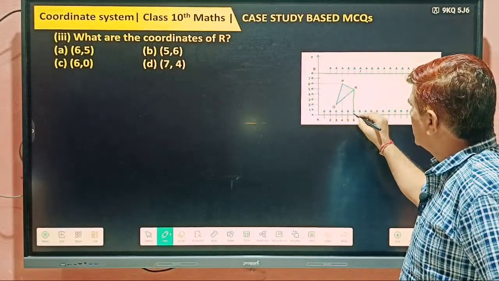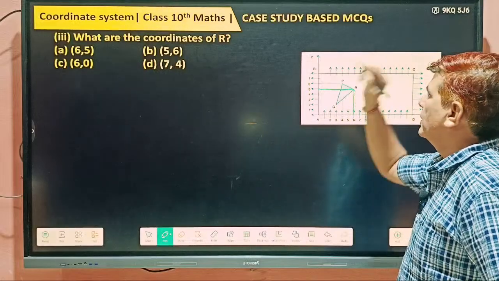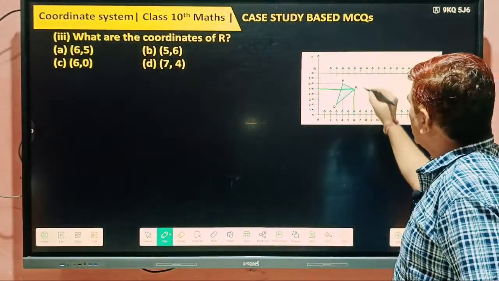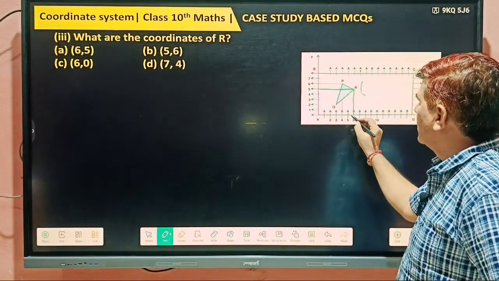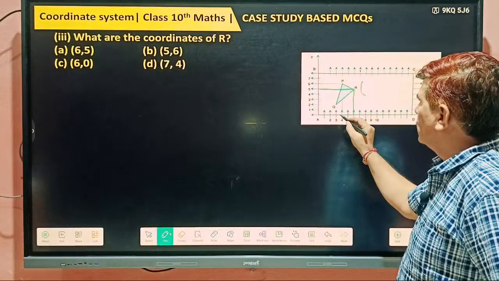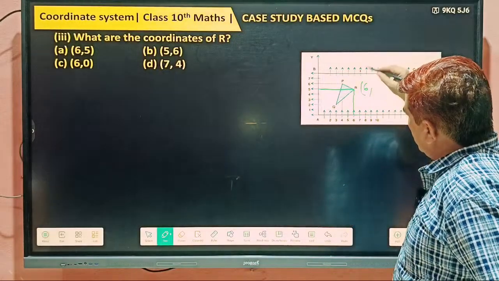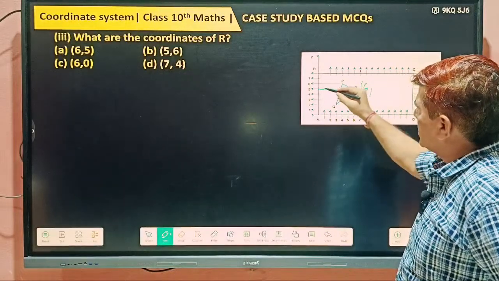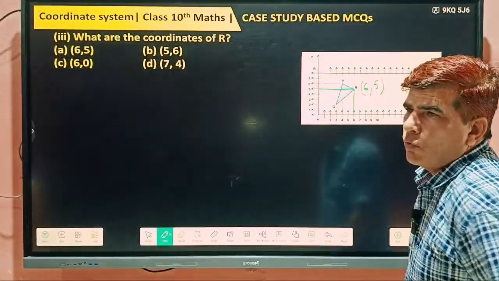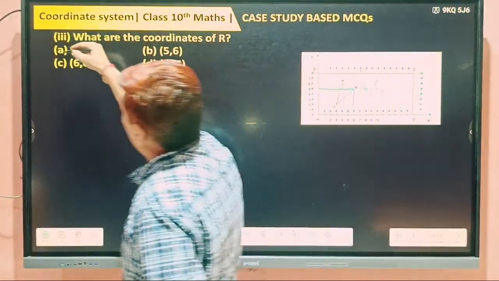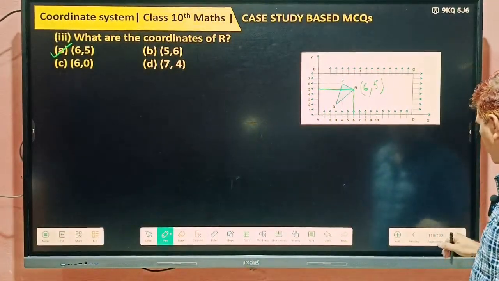Its distance is like this and like this. The x coordinate is its distance, this distance. How much distance? This: 1 unit, 2 unit, 3 unit, 4 unit, 5 unit, 6. The y coordinate is the distance from the x-axis, and this is 5. So what are the coordinates of R? 6 and 5 are the coordinates of this point. So much easy. Got it?